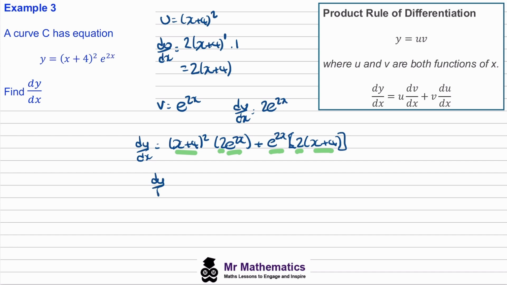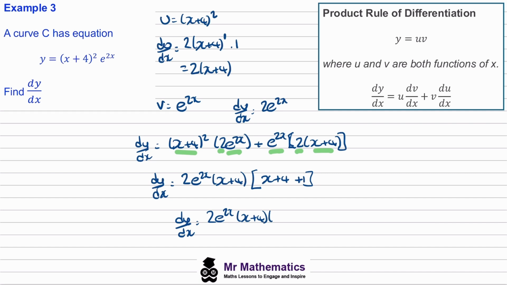So dy by dx will be the 2e to the 2x multiplied by x plus 4. We need to make this square term, so we need another x plus 4, and we need a 1 to make this term. So dy by dx will be 2 lots of e to the 2x multiplied by (x plus 4) multiplied by (x plus 5). Okay, how did you get on with that? Let's try one more question.